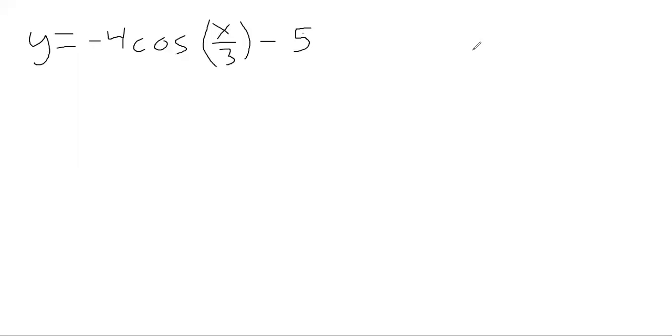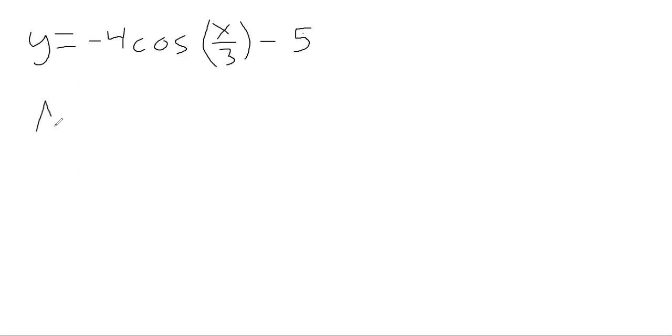The next function that we will graph is y is equal to -4 cosine of x over 3 minus 5. Now, as with any sine or cosine graph, the first thing that we need to do is identify our three pieces of information: our amplitude, our period, and our midline. So let's go ahead and start with our amplitude.